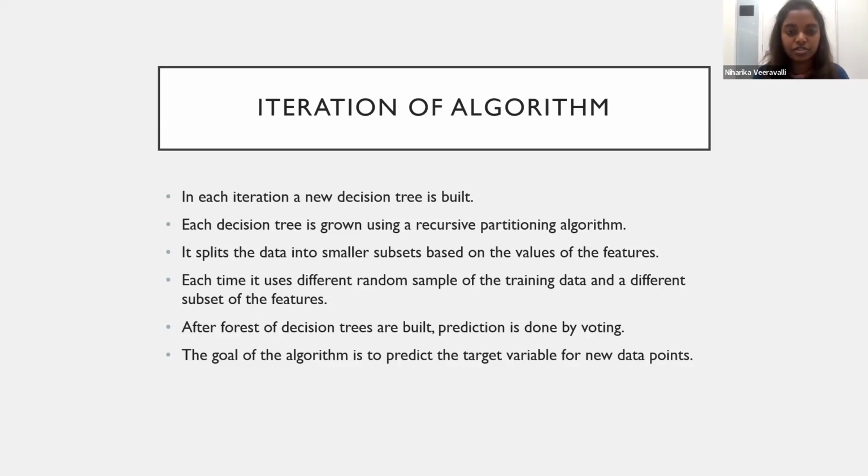In each iteration, a new decision tree is built using a different random sample of the training data and different subsets of the features. The goal of the algorithm is to create a tree structure that can accurately predict the target variable for new data points. So every time I give a new data point, a new decision tree is created, and in the end, a prediction will be made. Based on every prediction, in the end, we finally come to a conclusion.